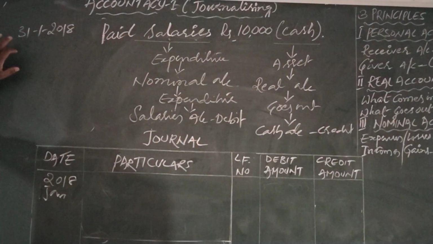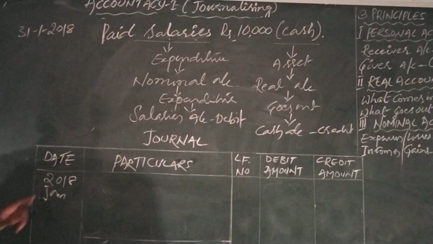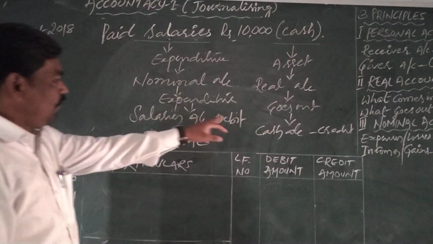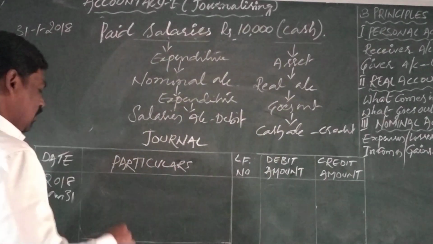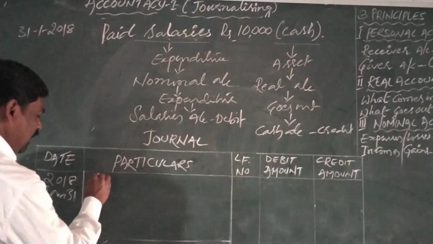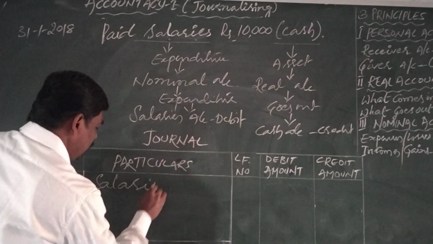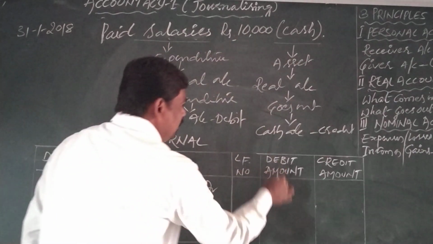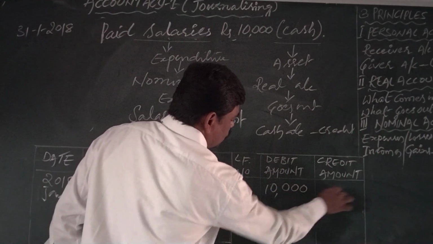First you write the date, 31st January 2018. Then first you write the debit account. If you observe, which is the debit account here? Salary account is the debit account. First you write salary account debit. In the debit column, the amount you need to write is 10,000.